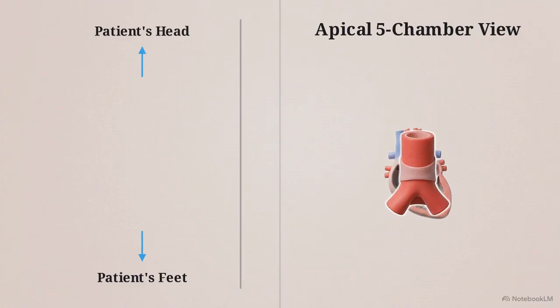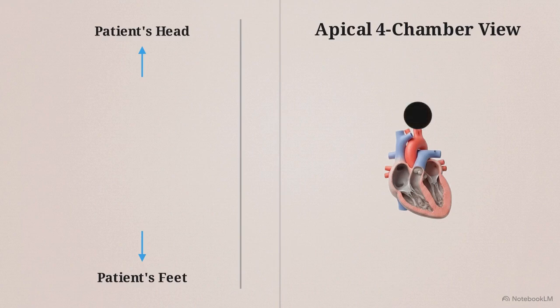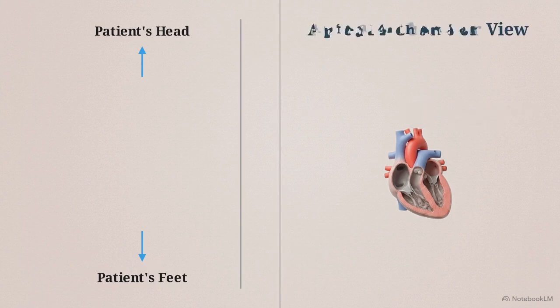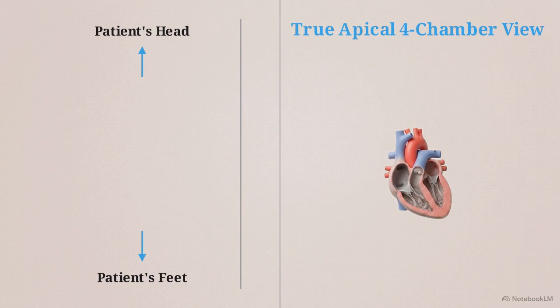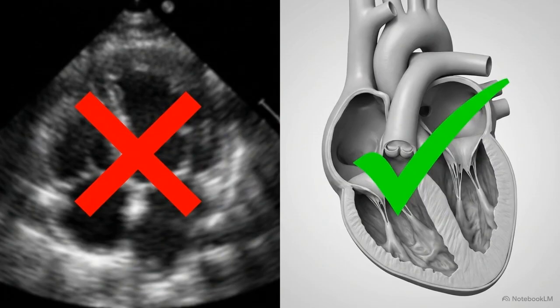If a 5th chamber appears, tilt the probe tail slightly toward the patient's head. Tilt too far and you hit the coronary sinus artifact, mimicking an atrial hole. Correct this by dropping the tail toward the feet, returning to a true 4-chamber slice. Mastering these millimeter-scale adjustments ensures you are looking at true anatomical structures, preventing you from diagnosing a septal defect that does not actually exist.